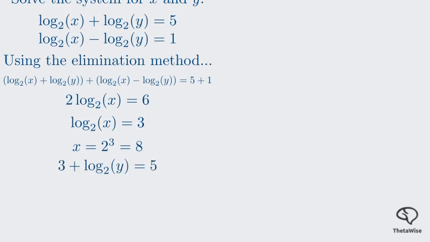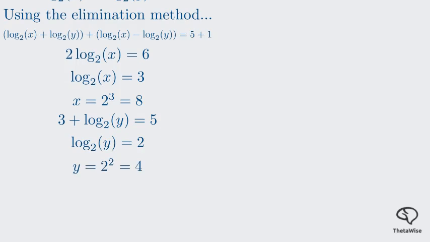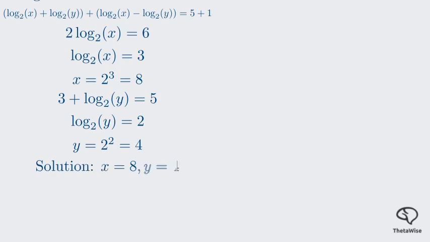Now, we substitute log base 2 of x back into the first equation to find y. This gives us 3 plus log base 2 of y equals 5. Subtracting 3 from both sides, we get log base 2 of y equals 2. Again, converting to exponential form, y equals 2 squared, which is 4. Our solution is x equals 8 and y equals 4.